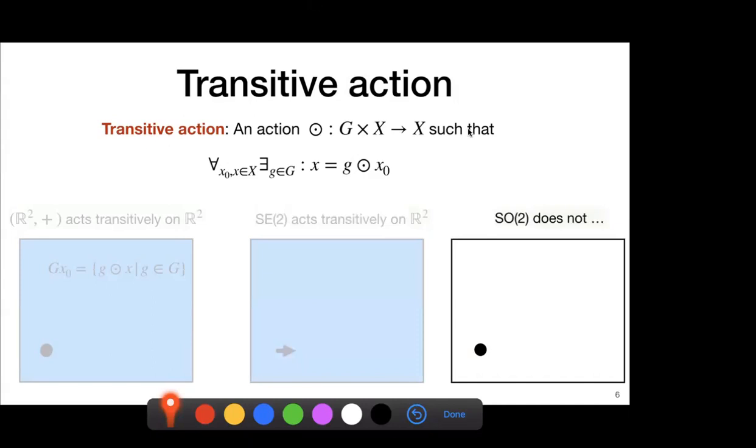The group SO2, so that's a group of rotations, does not act transitively. Because if I have a certain point and I let the rotations act on it, so I rotate this point, I create these things, which you call an orbit of this point under the action of G. So that's the set of all points reached by letting the group act on X0. So it does not cover the full space. I cannot reach any point with just rotations. So the group does not act transitively. I can pick another representative, which creates a different orbit. And what you see here in blue, that's what you call the orbit of the group.